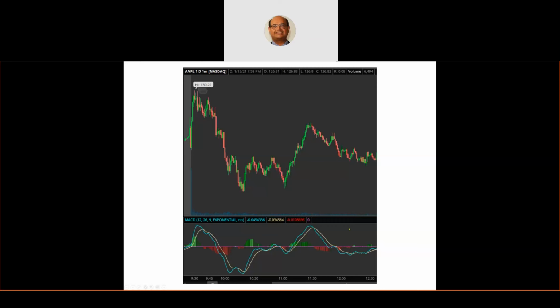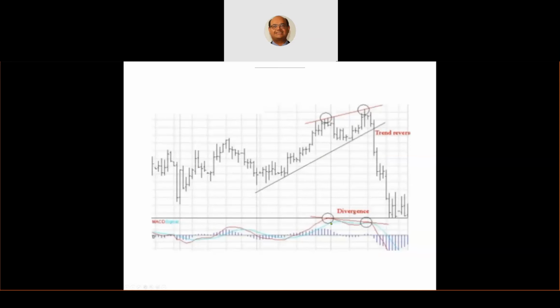Okay. Right. So yeah, the same concept, Venkata, divergence. Yeah, sorry, I just had one question pertaining to how you actually build these charts in Thinkorswim.